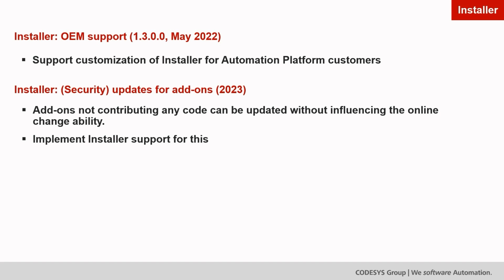On the other hand, many of the add-ons are not involved in the code generation and therefore could be updated without any problems. And here we want to improve the installer. It will be able to distinguish which add-ons should not be touched because they have influence on the code, and which have nothing to do with the creation of the code and can be updated. And the installer will then actively offer new versions of these add-ons.